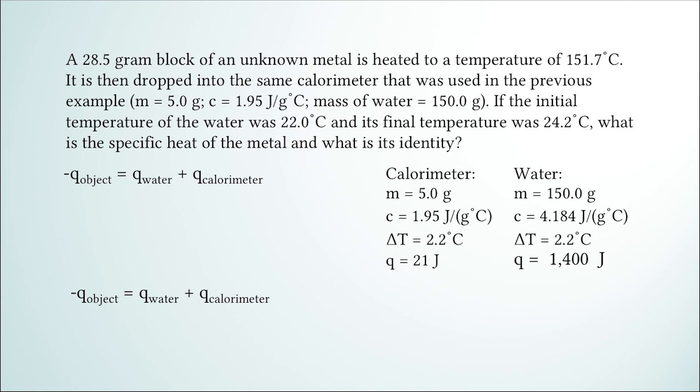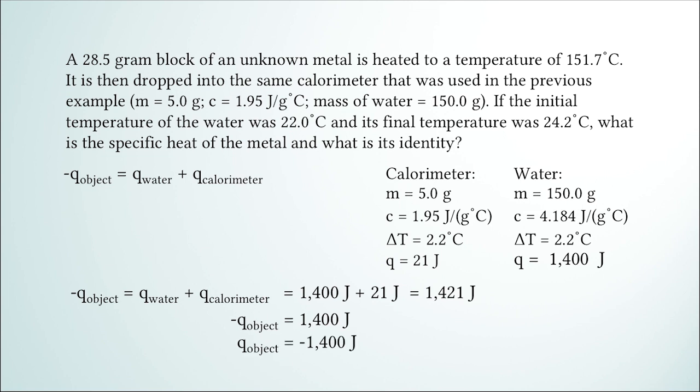Remember, the amount of heat the object lost to the calorimeter and the water has to be equal to the amount of heat the calorimeter and water gained. So negative Q of the metal equals Q of the water plus Q of the calorimeter, or 1,400 joules plus 21 joules, which equals 1,421 joules. Now we need to round that number to the hundredths place, so we get negative Q of the metal equals 1,400 joules. That means the Q of the metal equals negative 1,400 joules, or the metal lost 1,400 joules of heat. So we have the heat lost by the metal. Now what do we do? Well, we need to find its specific heat.